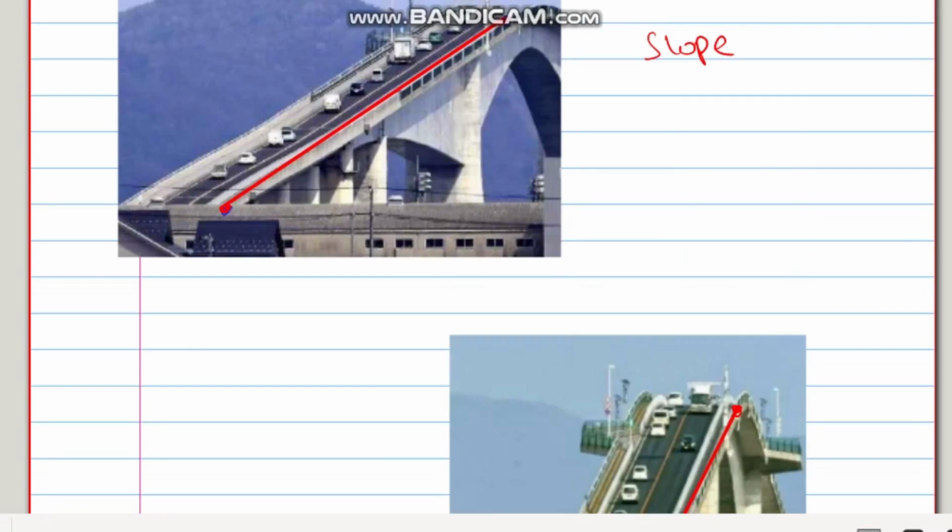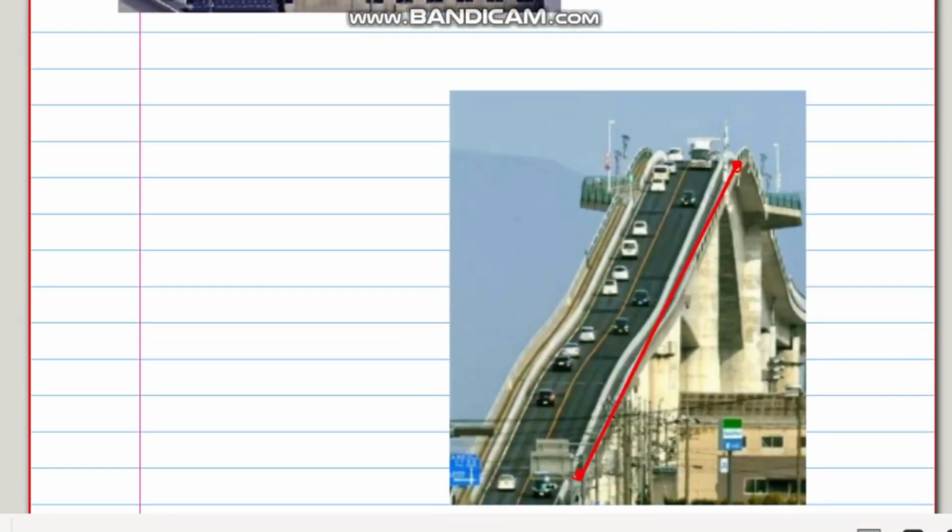In this another picture, we can also say... Hmm? Yes, Shiba, what are you saying? Sorry.